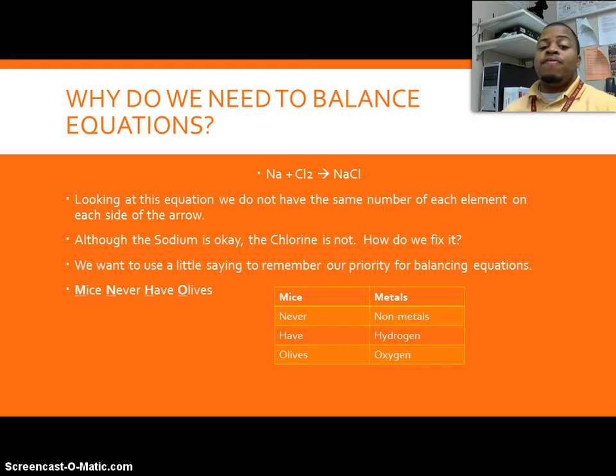What we're going to do in order to fix this is we have a little saying that we're going to use. Now, it's slightly different than the one that I used in class. But this one, we're just going to say, mice never have olives. Sounds very strange, but we're going to use this to give priority to how we're going to move through our equations. So we're going to start off with our metals, then our nonmetals, our hydrogen, then oxygen is always last. Don't ever, ever, ever start with oxygen. Make sure you save it for last. If you start with it, you'll end up with a big headache, and we don't want that.